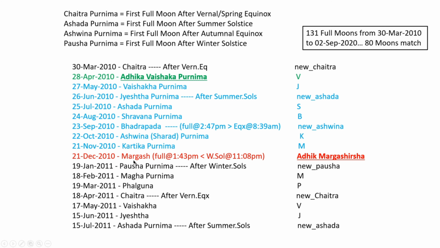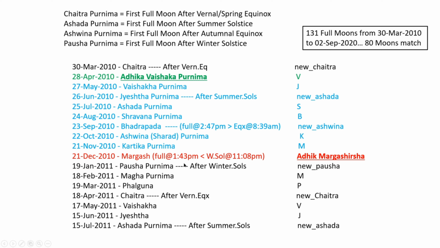So this was the winter solstice. The full moon before the winter solstice was on December 21st. The first full moon right after the winter solstice is only about a month later, January 19th, so we will name this as Pausha Purnima, and this is where we change the name.